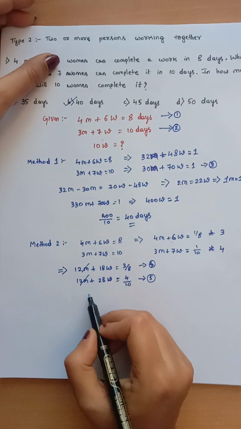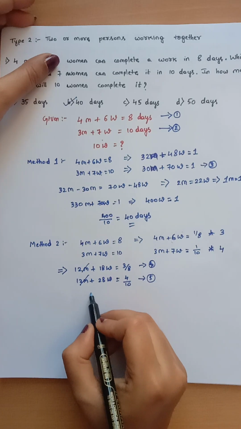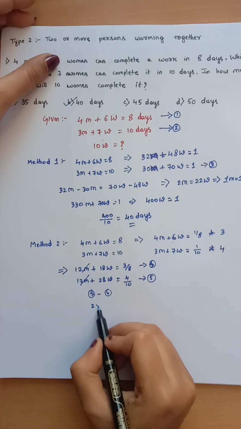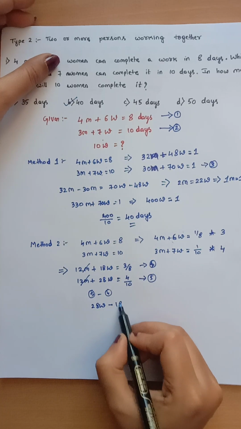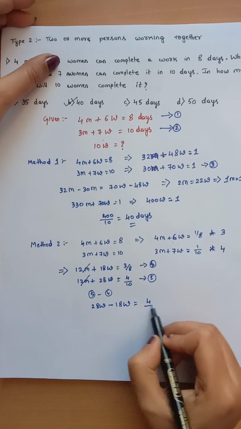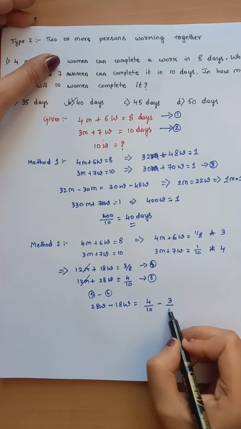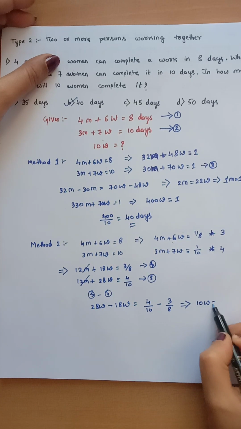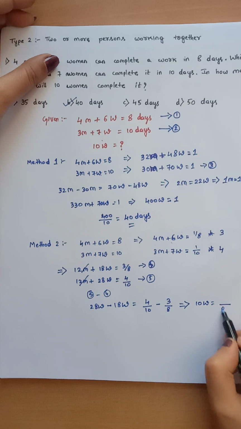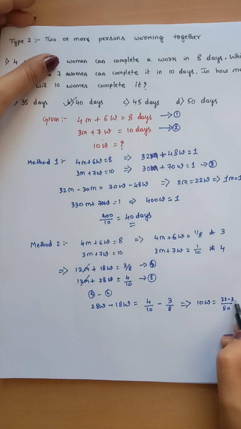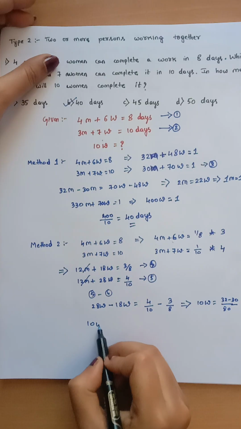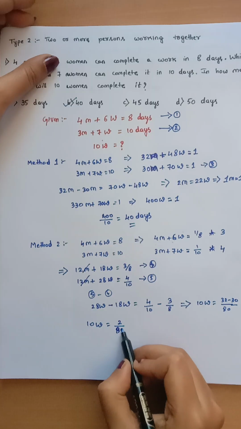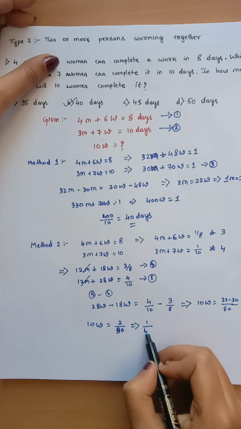Let's subtract 5 with 4. 28 women minus 18 women is equal to 4 by 10 minus 3 by 8, which makes it 10 women equal to 32 minus 30 by 80, 10 women equal to 2 by 80, which is 1 by 40.